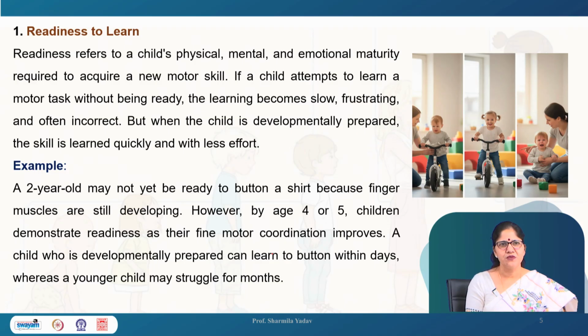For example, a 2-year-old may not yet be ready to button a shirt because finger muscles are still developing. However, by the age of 4 or 5, children demonstrate readiness as their fine motor coordination improves. A child who is developmentally prepared can learn to button within days, whereas a younger child may struggle for months.